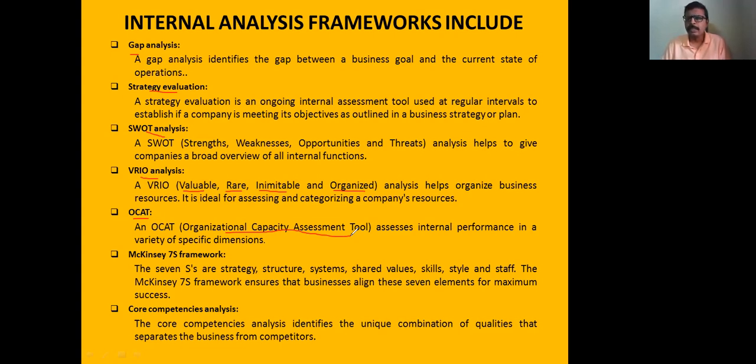One of the production strategies is capacity utilization. The capacity needs to be utilized completely, otherwise the company may not sustain in the long run. Next is McKinsey's 7S framework. McKinsey has formulated a system called 7S.